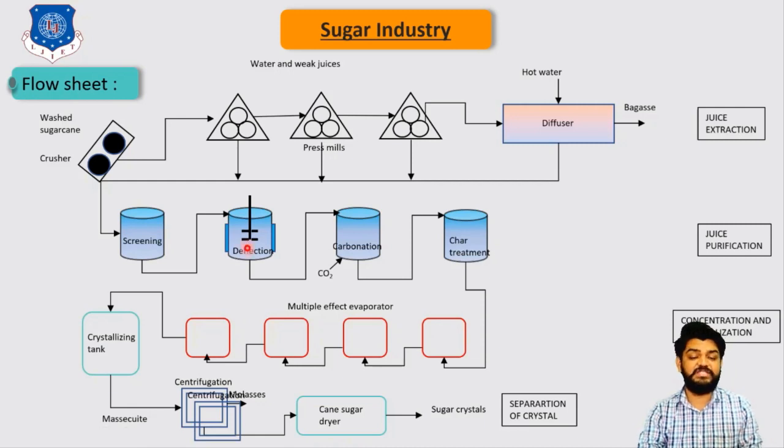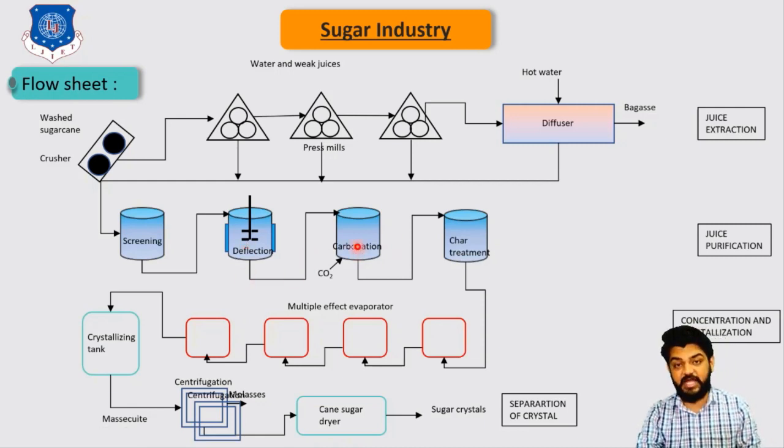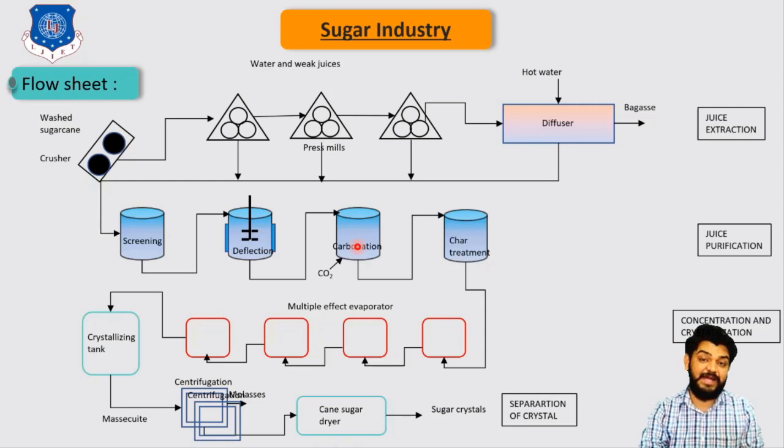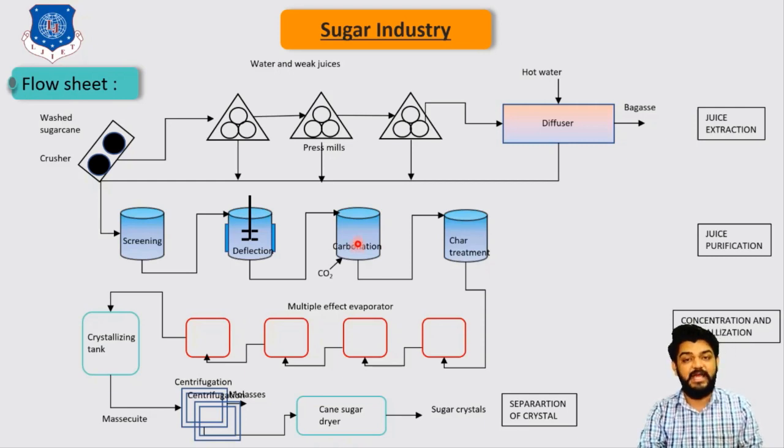Now after that, the slurry is sent to the carbonation tank, in which we add carbon dioxide for carbonation, and later this slurry is sent to the char treatment, in which we add bone char in order to remove the color of the sugarcane juice, right? In this section we can remove the brown color of the juice that is being extracted. So the raw juice is brown in color, but in order to remove this color we add bone char in the char treatment.